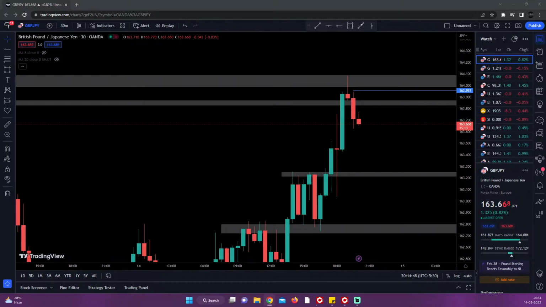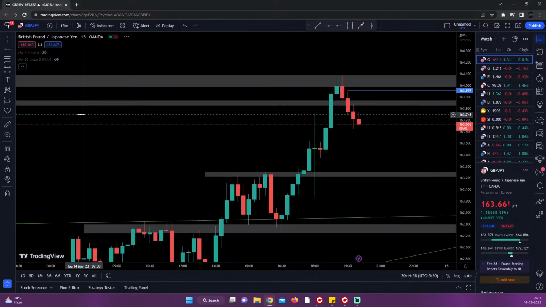That was all about the signal services and things. So now the 15-minute candle is about to close. Let's go and have a look at the 15-minute GBP JPY candle.